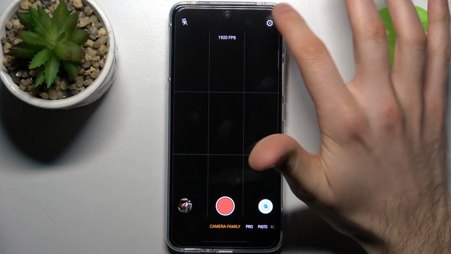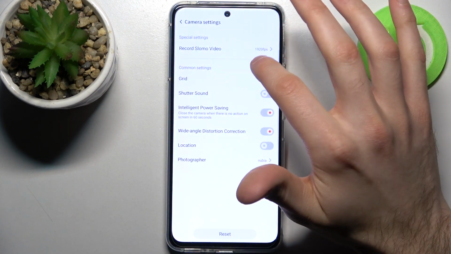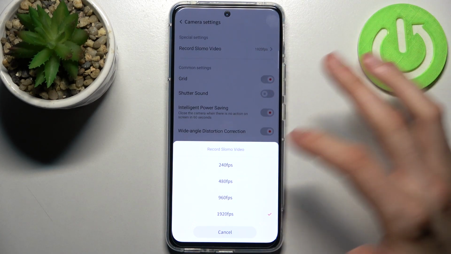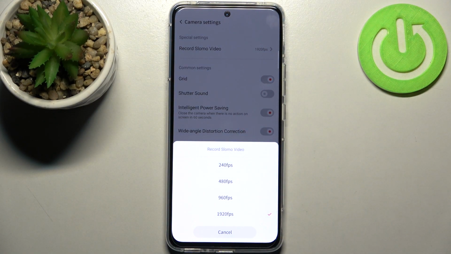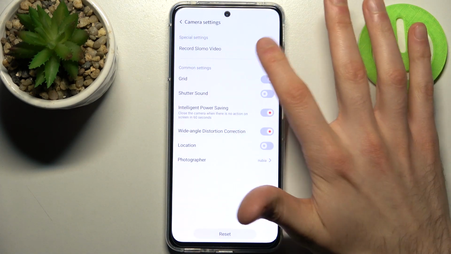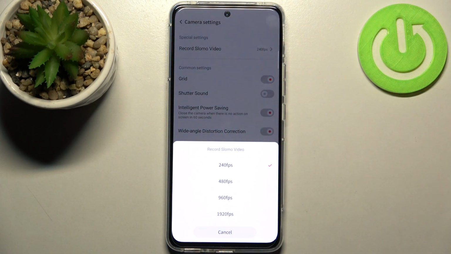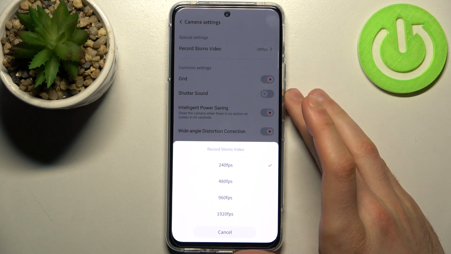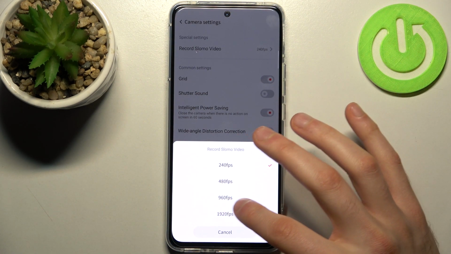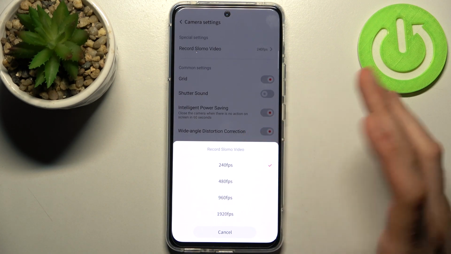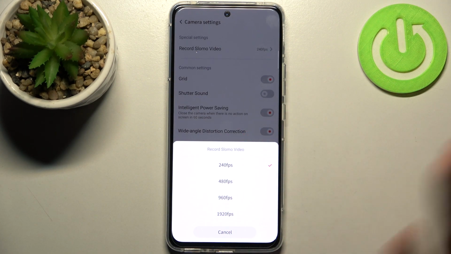tap on the gear icon, and here you have record slow-mo video. Here you can select FPS, and the higher the FPS, the slower slow motion will be. So like 100 or 240 is not so slow motion. This one will be a little bit slower, this one will be very slow, and this one is extremely slow, the slowest you have seen in your entire life. So yeah.